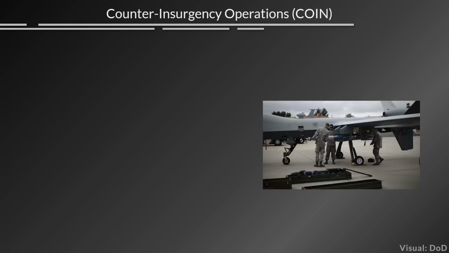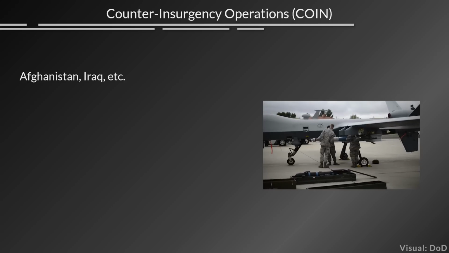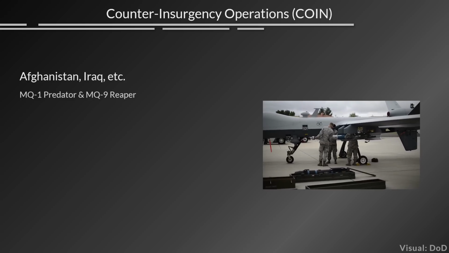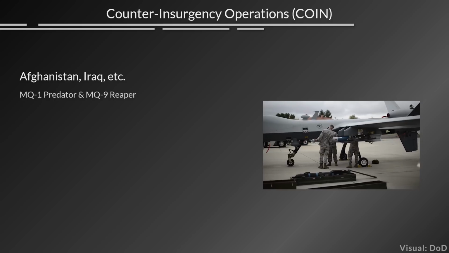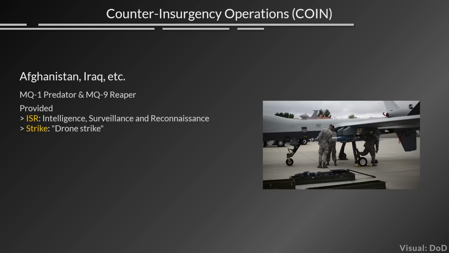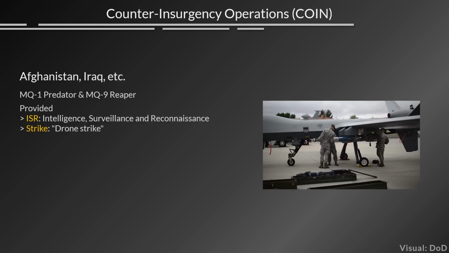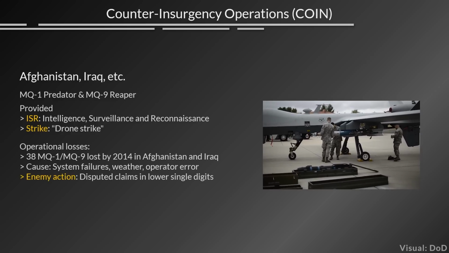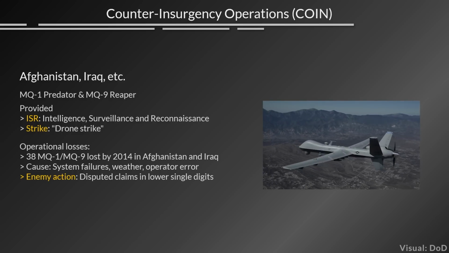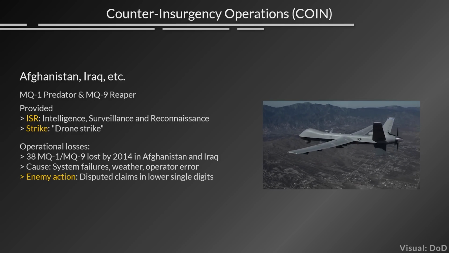I'm getting to that. During the early COIN operations against insurgents, those Predators and Reapers were of course used to provide overwatch, intelligence, surveillance, reconnaissance, and of course also that strike capability that everybody talks about, although strike missions were actually rarer than is sometimes said. And also very low losses were incurred during this time by enemy action to American drones. Sorry, not American drones, American RPAs.